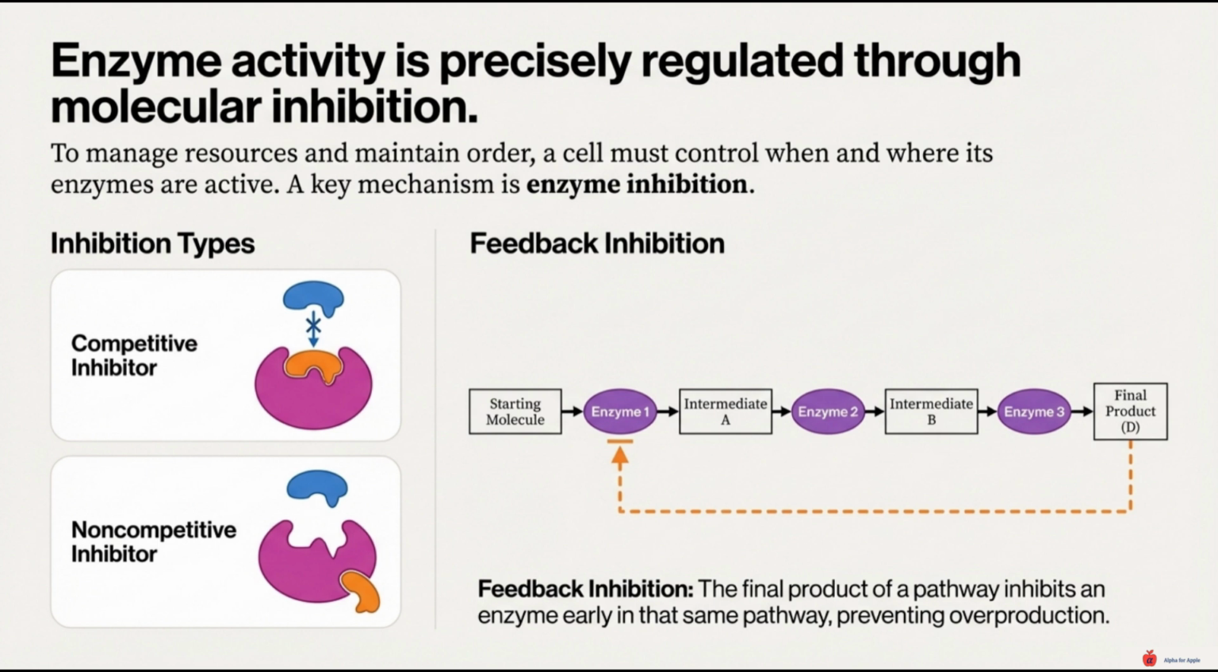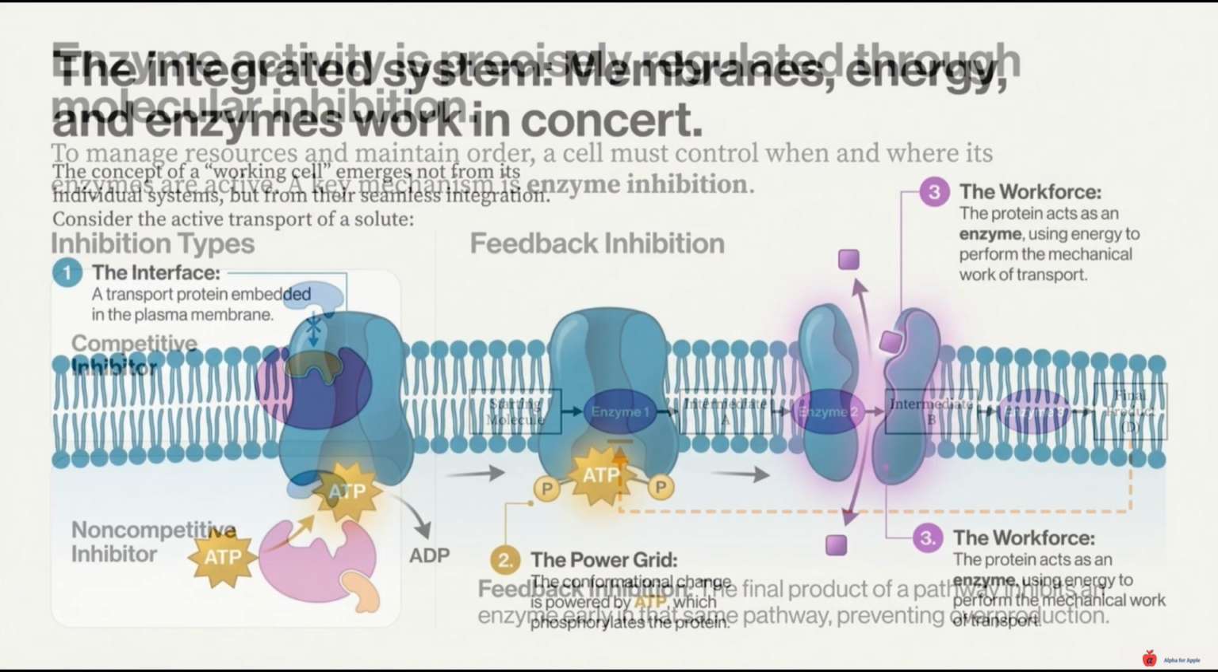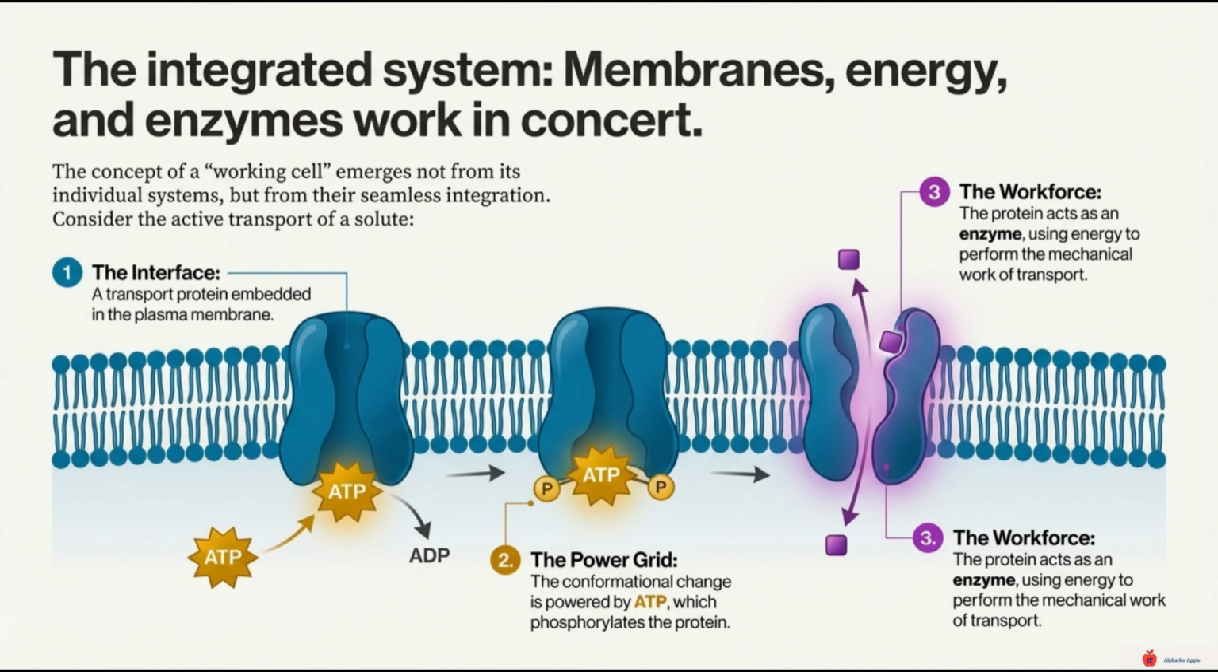And the cell uses this strategy internally through feedback inhibition. This is a brilliant management concept where the final product of a metabolic pathway, once it builds up, loops back and inhibits an enzyme early in that same pathway. It's the ultimate "we have enough, stop production" signal. It prevents waste. Which brings us to the final, big picture: how all three of these systems cooperate.